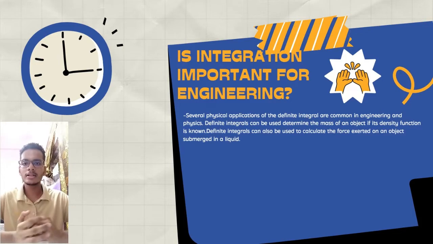Is integration important for engineering? Several physical applications of the definite integral are common in engineering and physics. Definite integrals can be used to determine the mass of an object if its density function is known. Definite integrals can also be used to calculate the force exerted on an object submerged in a liquid.